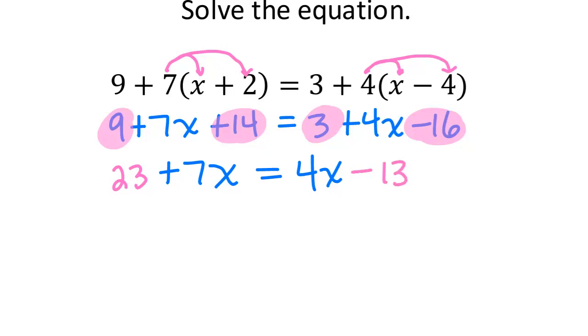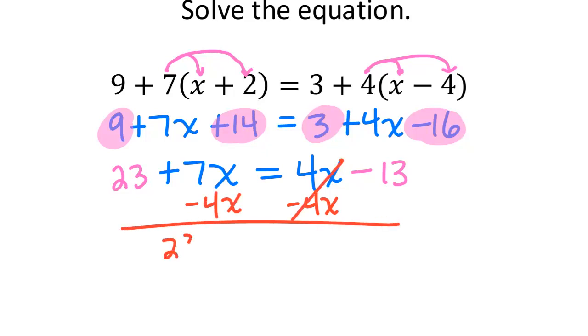Negative 13. Then when you get to this step, you want to move all the x's on one side, the numbers on the other, okay? So if I do that, what do I move over first? Minus 4x. We get 23 plus 3x equals negative 13.